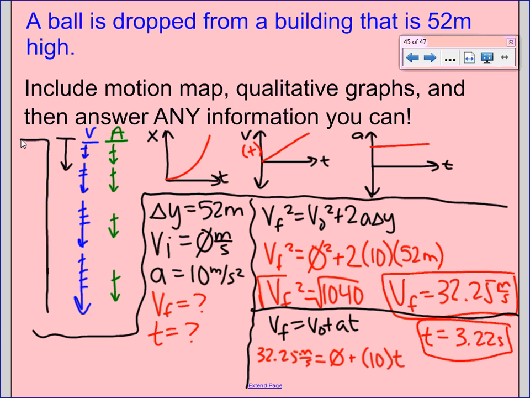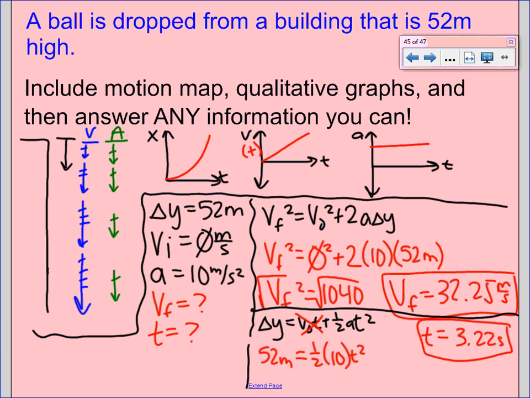Now, what I'm going to do real quickly is I'm just going to erase that last problem, and I'm going to show you how you can do the exact same thing using the other equation that has time in it. So I'm going to erase this, and instead of using that equation, I'm going to use this equation. Delta y, notice it's y instead of x because it's vertical, is equal to v initial t plus 1/2 at squared. This equation is really easy to use because my initial velocity is 0, meaning this term goes away. So that ends up being 52 meters, which is the delta y, is equal to 1/2 times 10 times t squared.